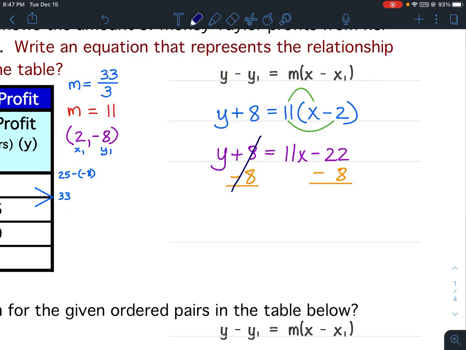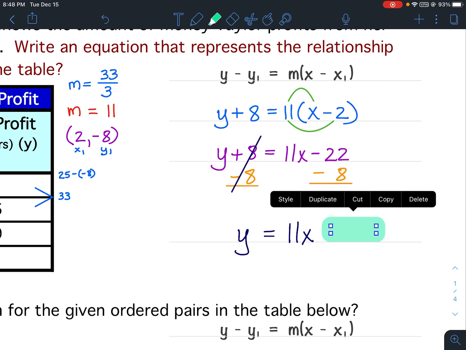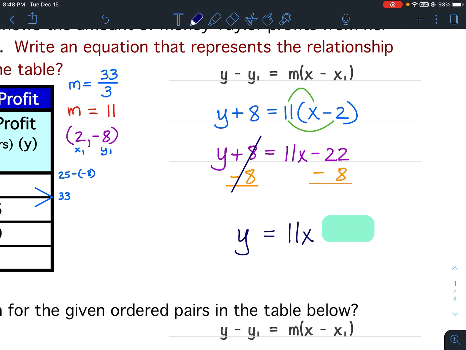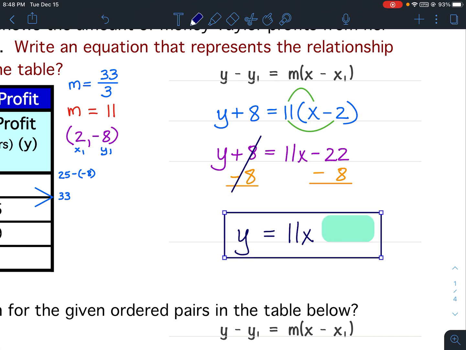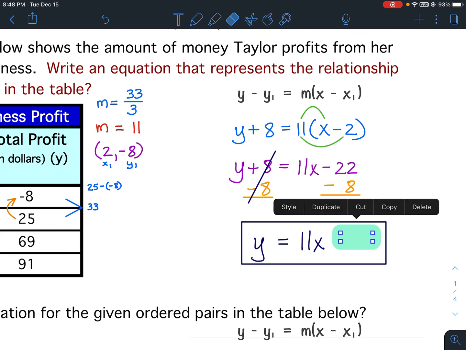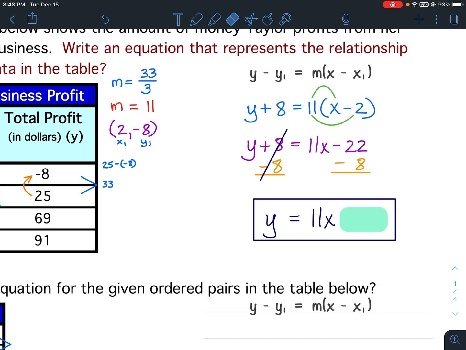That allows me to cancel the 8's here. So I'm going to have y equals 11x. And you need to finish the problem. So you need to figure out what goes at the end of this equation.